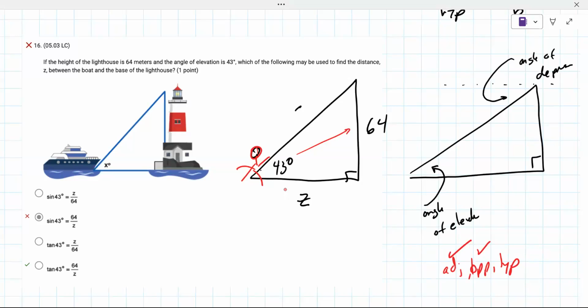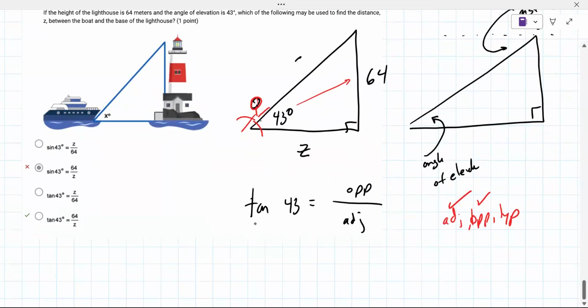So now the question is, which trig function uses the opposite and the adjacent? It obviously isn't sine. It has to be tangent. We have the answer there, but it's the tangent of 43 degrees equals the opposite over the adjacent. The tangent of 43 equals 64 over Z. Got it.